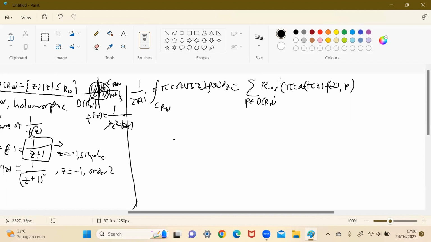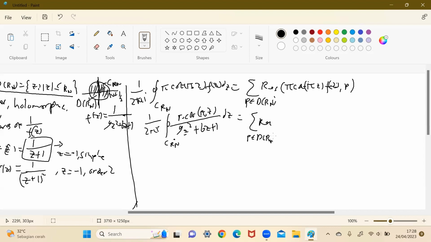Okay, so if we plug f(z) into the equation here, we're going to get pi cot pi z over 9z squared plus 6z plus 1, z equals residue of... I have to wait until I finish this little long form.